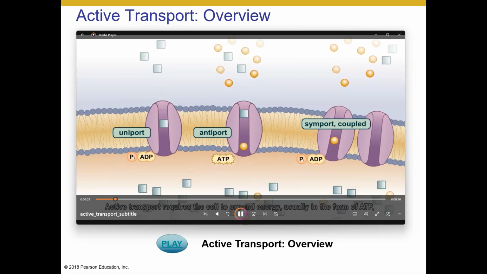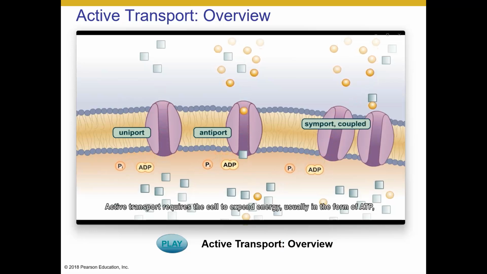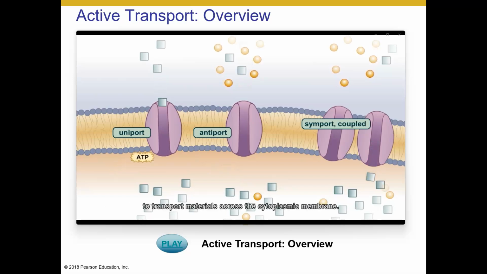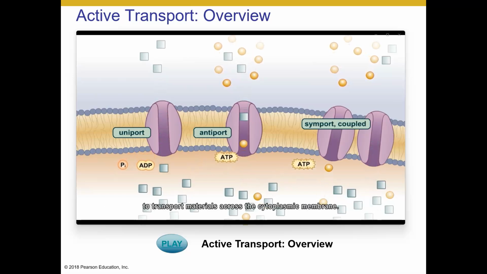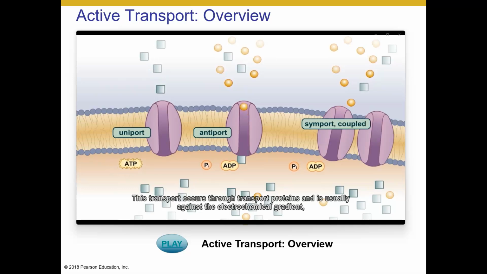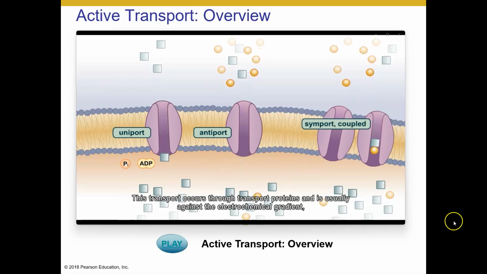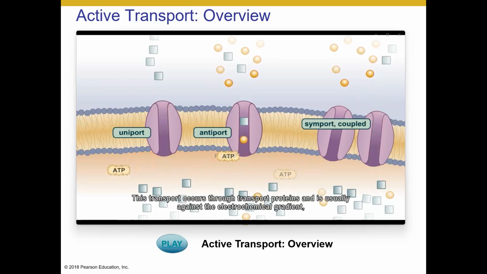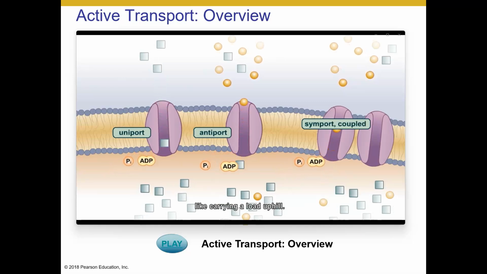Active transport requires the cell to expend energy, usually in the form of ATP, to transport materials across the cytoplasmic membrane. This transport occurs through transport proteins and is usually against the electrochemical gradient, like carrying a load uphill.